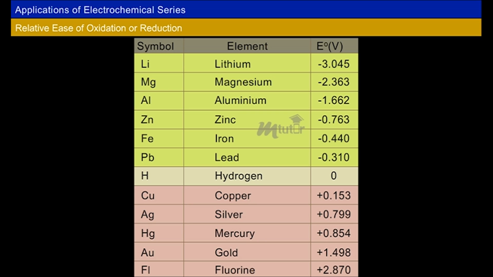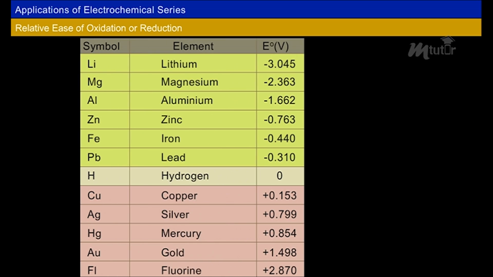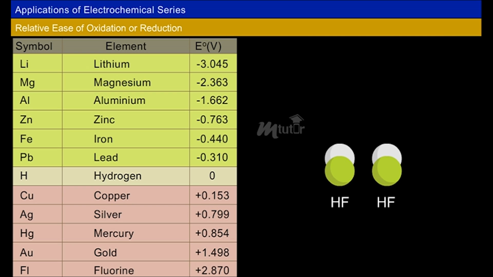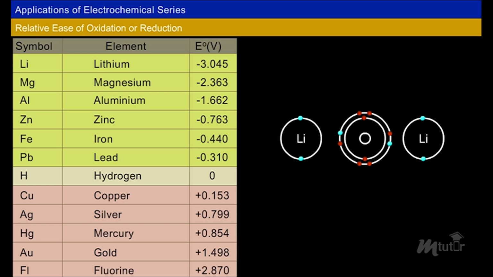Relative ease of oxidation and reduction. The higher the value of standard reduction potential, that is, the more positive it is, the higher is the power of behaving as an oxidizing agent, and the more negative the value is, the higher is the power of behaving as a reducing agent. Fluorine has a higher positive value, so it gains electrons from hydrogen and gets reduced. Lithium has a higher negative value, so it loses an electron to oxygen and gets oxidized.